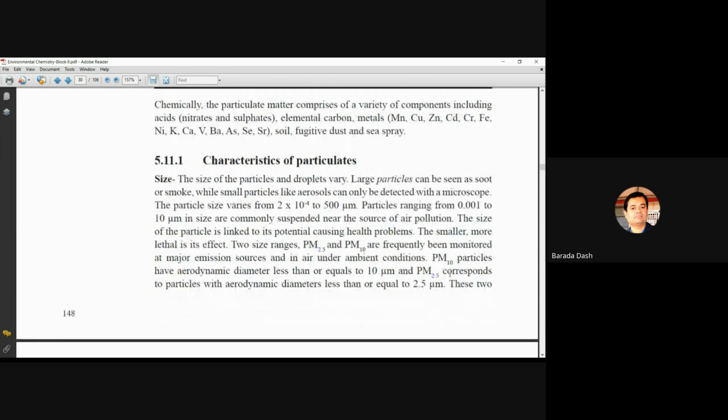And then characteristics of particulates: size. To distinguish different types of particulates, the first thing we have is size.